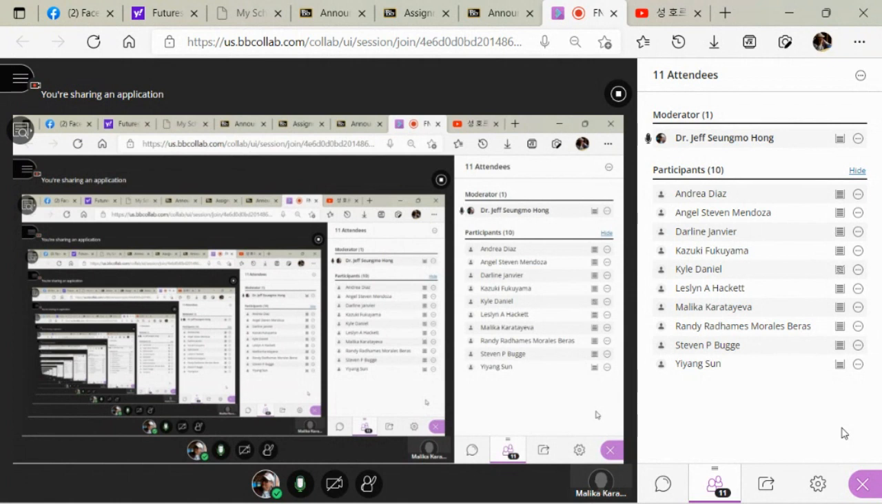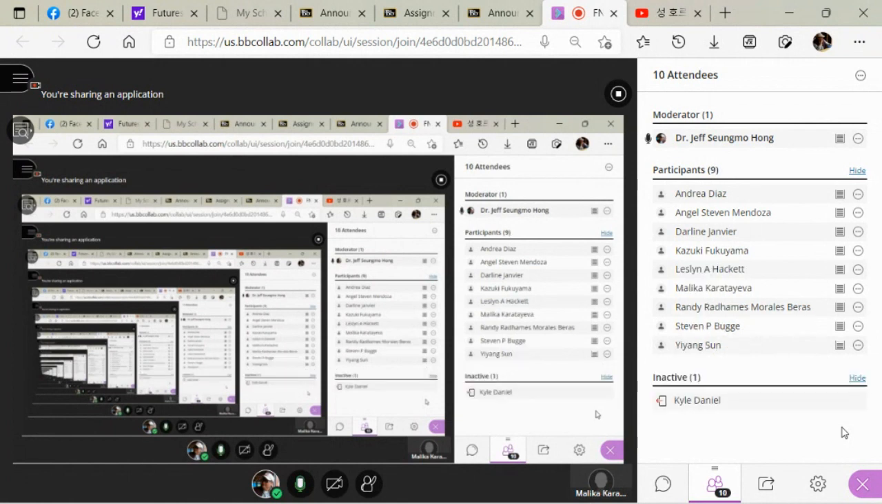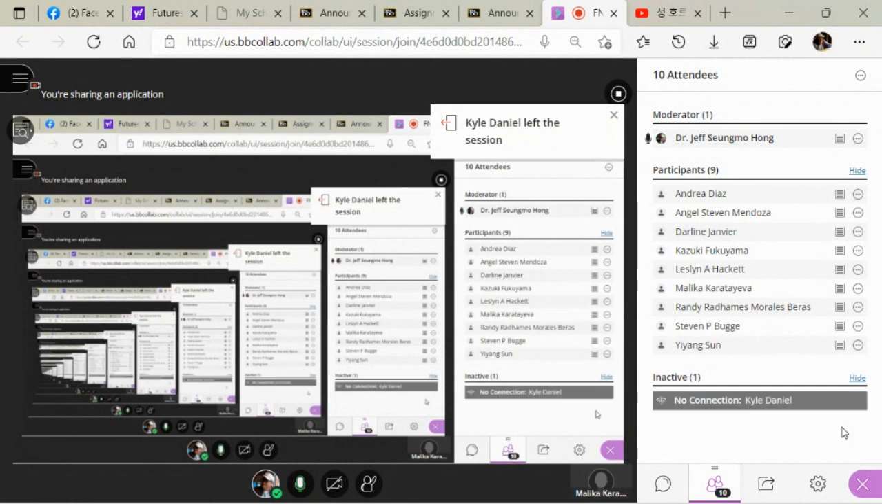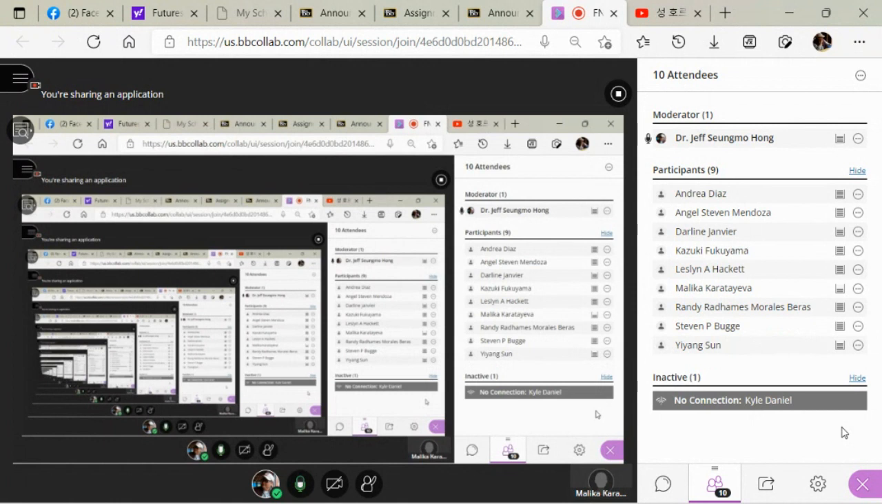Malika, I will give you 0.5 for that. And Ian, I believe you also said production. I will give you 0.25 for that because that didn't exactly address the question.